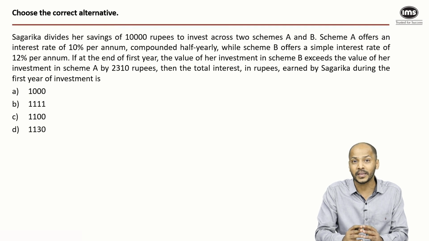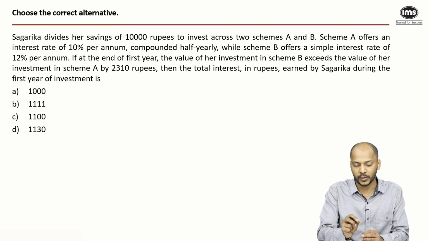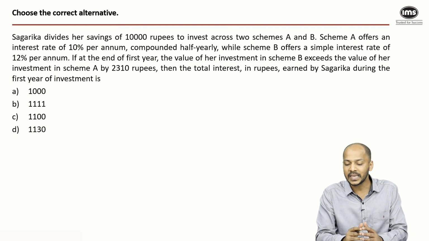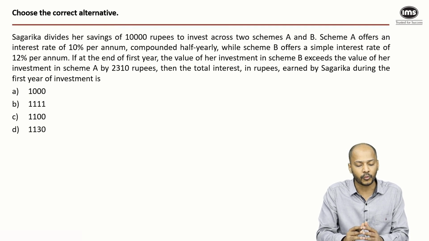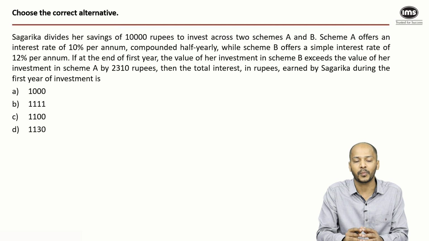Sagarika divides her savings of 10,000 rupees to invest across two schemes A and B. A offers an interest rate of 10% per annum compounded half yearly. Okay, so 10% per annum compounded half yearly, so it will be 5% for each half year. While scheme B offers a simple interest rate of 12% per annum. If at the end of the year, the value of her investment in scheme B exceeds the value of her investment in scheme A by 2,310 rupees, then the total interest in rupees earned by Sagarika during the first year of investment is how much?